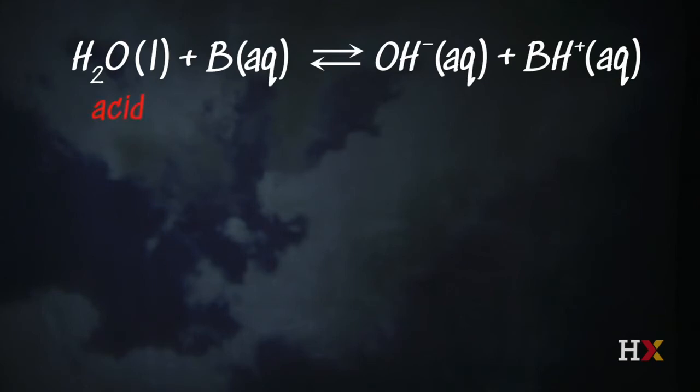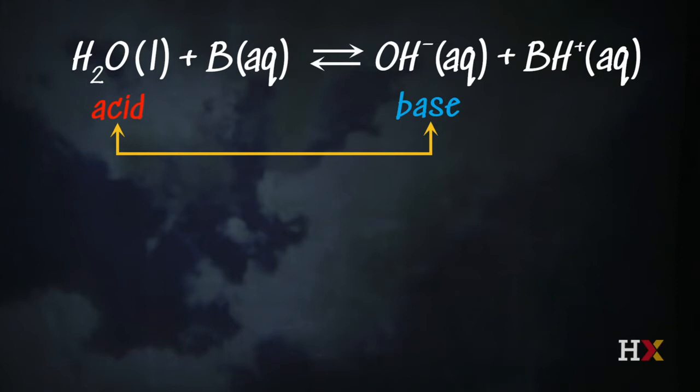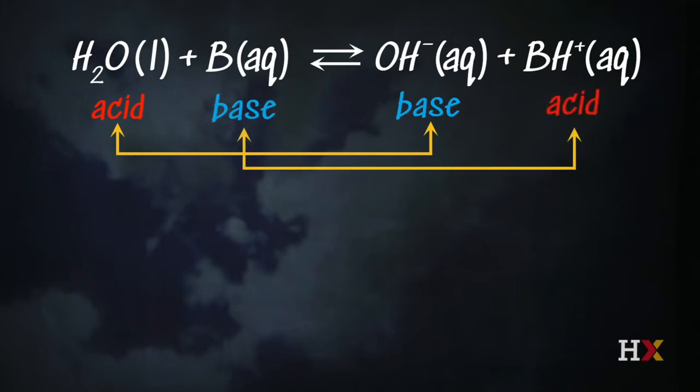We start with water, which in this case is an acid, and we form a hydroxide anion that is a base. In the same vein, we start with B, which is our base, and we form a conjugate acid as a product. So again, we have this symmetry between an acid and its conjugate base and a base and its conjugate acid. And we always keep an eye on that relationship.